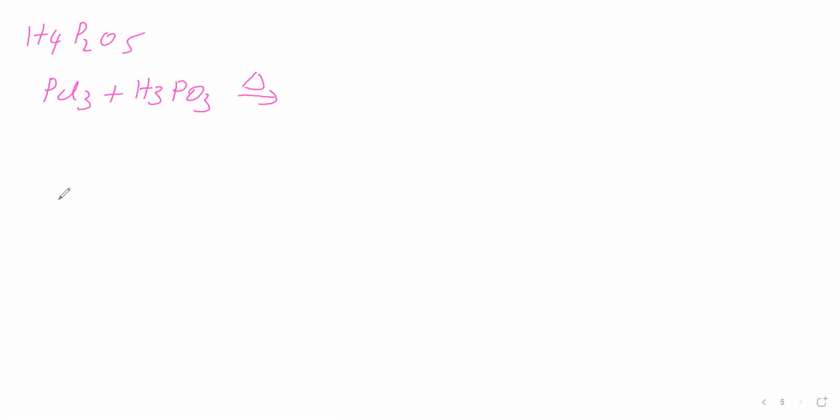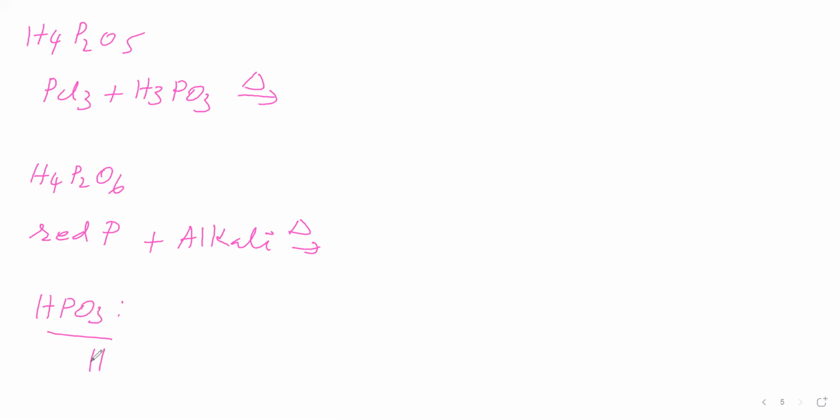Next we will see hypophosphoric acid, H4P2O6. How to prepare it? Take red phosphorus and heat with alkali. We get hypophosphoric acid, H4P2O6. Next, how to get metaphosphoric acid, HPO3? We take phosphorus acid, H3PO3, and treat it with bromine. We get metaphosphoric acid.